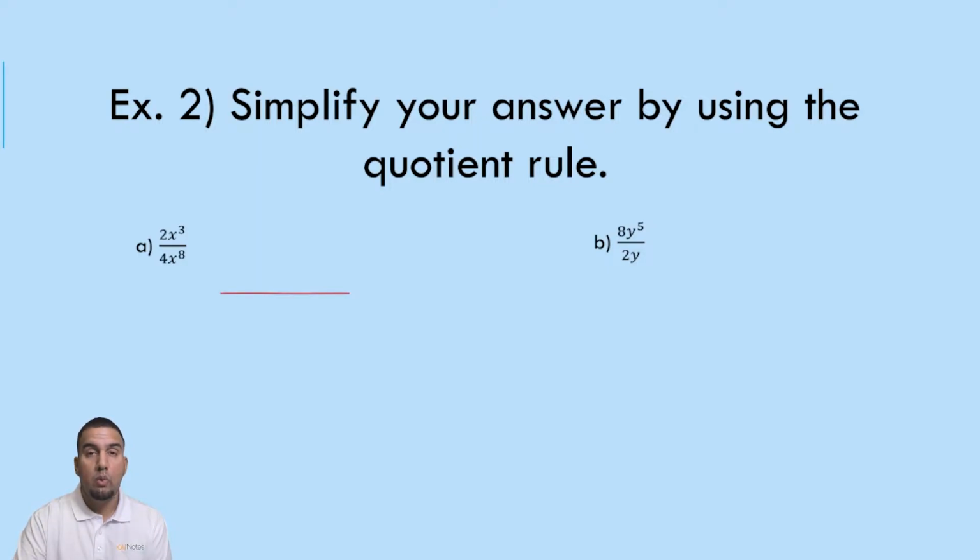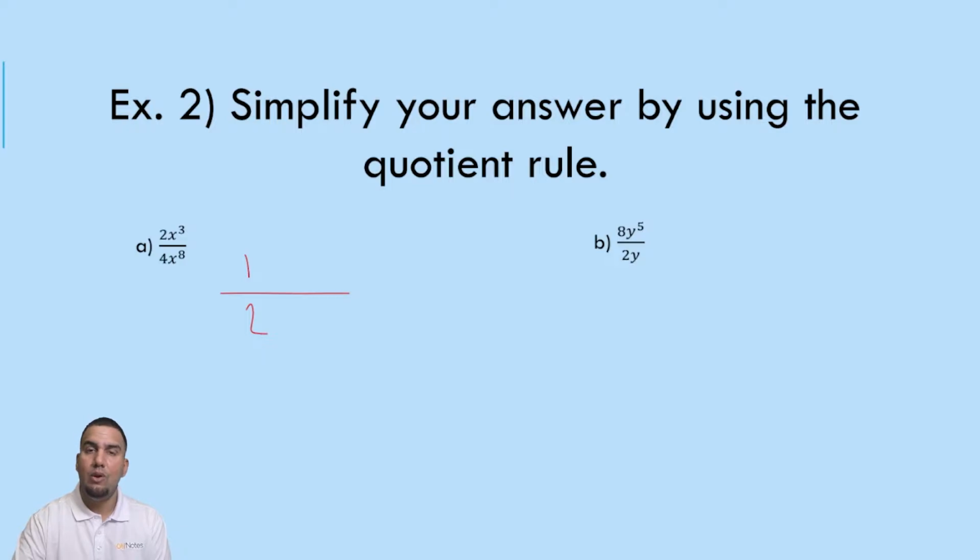So I'm going to first work with numbers individually. Like we said, treat numbers individually from variables. 2 over 4, you can divide both of them by what number? You can divide them both by 2. If I divide the top by 2, I get 1. And if I divide the bottom 4 by 2, I get 2. Now I'm going to work with the exponents. This is the part where it gets tricky.